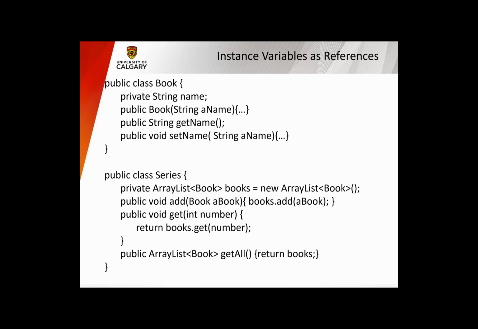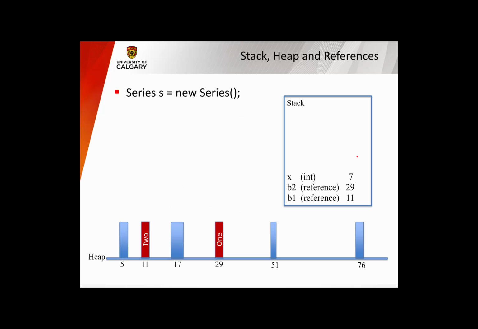And then I have an add method, which does what you would expect, and a get method, and I'm providing the number of the book, which is really an index. I can also get all of the books, and it will return the entire list. So it just returns the instance variable books.